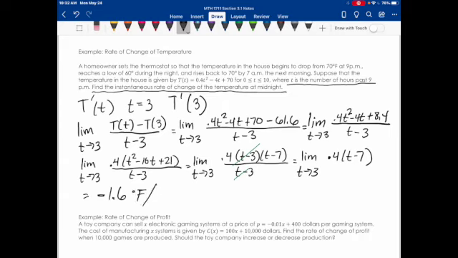And this is in degrees Fahrenheit, and it's per hour. T is in hours, and the value of the function is in degrees Fahrenheit. So this means it's changing 1.6 degrees Fahrenheit per hour. And the negative just indicates that.